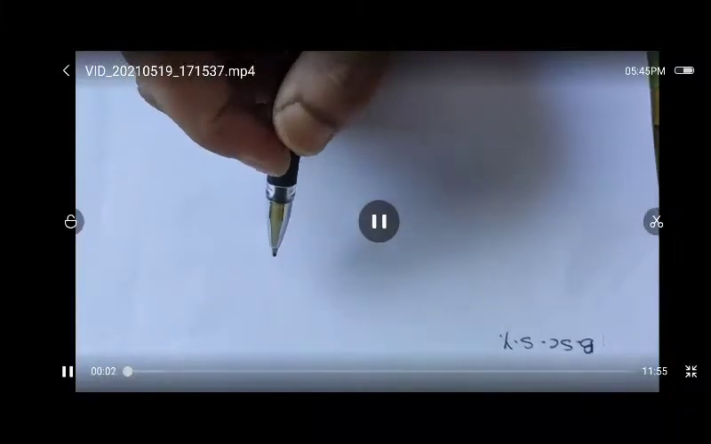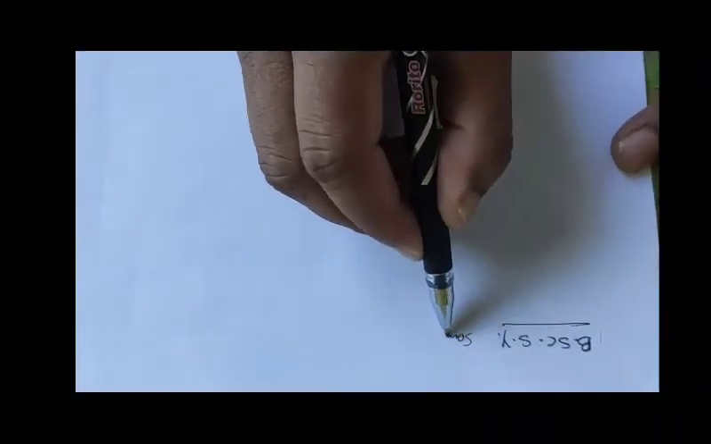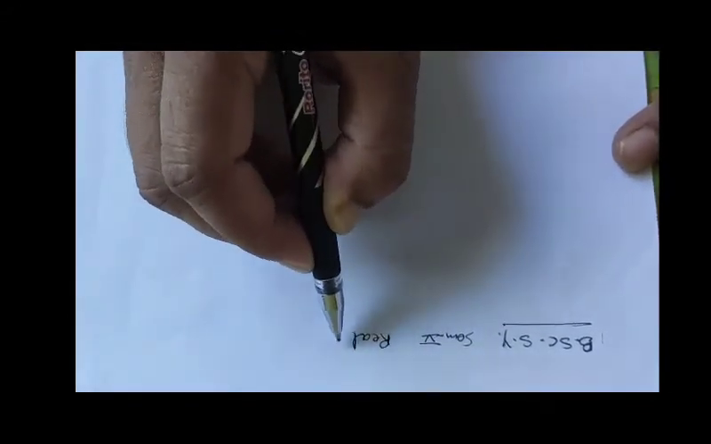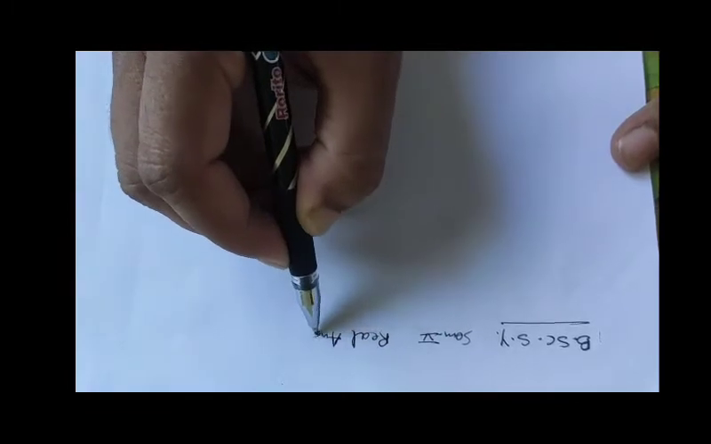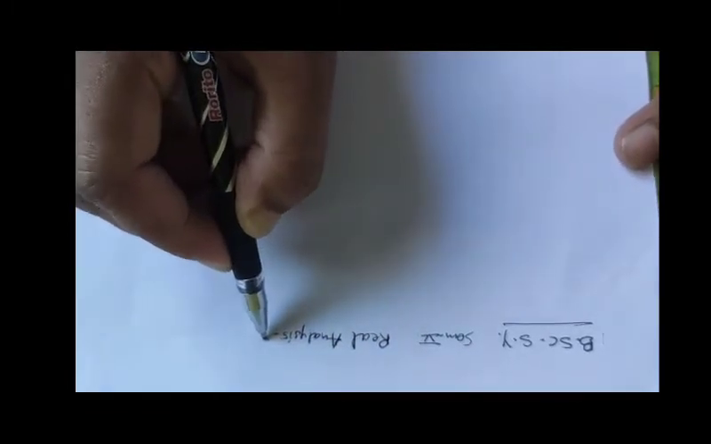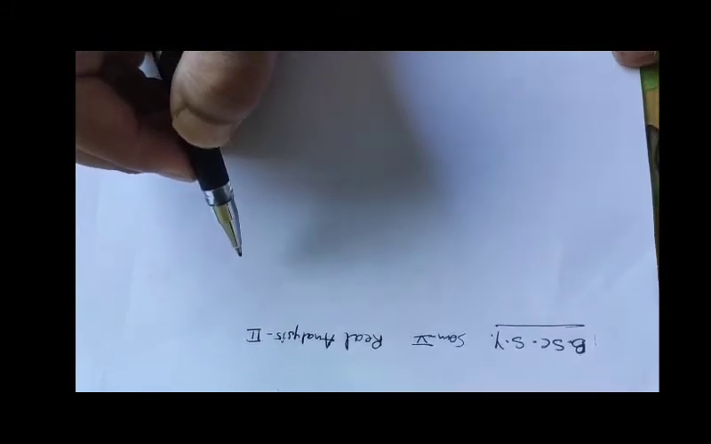Hello student, this is a lecture for B.Sc. second year, fourth semester, and our paper is Real Analysis. This is Real Analysis second, and in the last semester we have already discussed Real Analysis first.